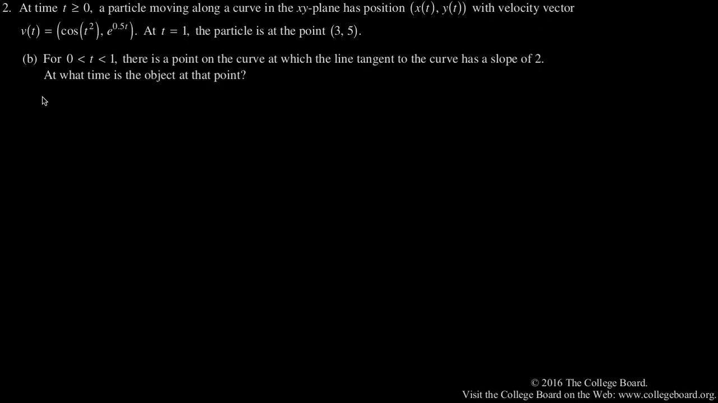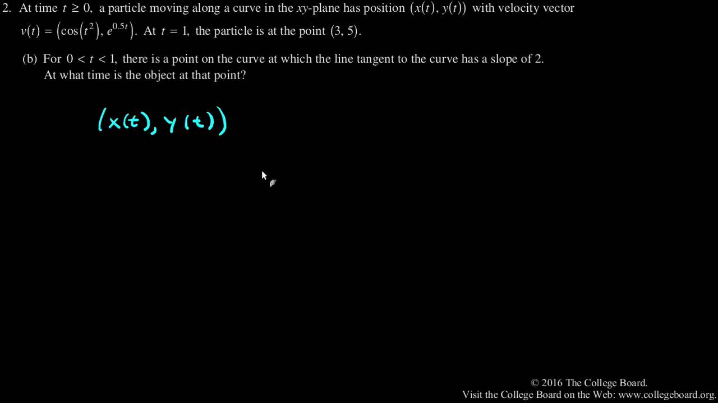All right, 2b. So we are looking for some time in the time interval 0 to 1 where the line tangent to this curve has slope 2. And we know that the curve is this x of t, y of t.